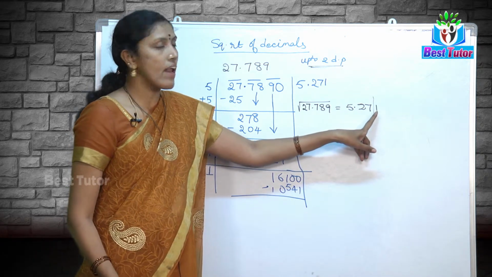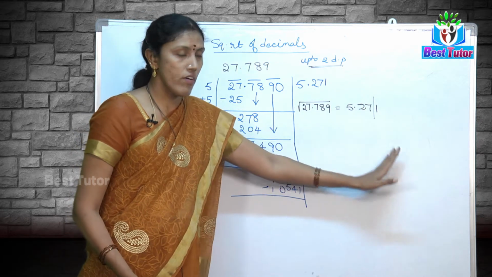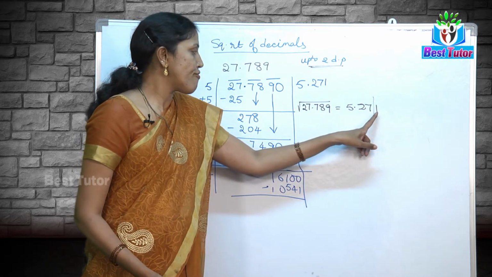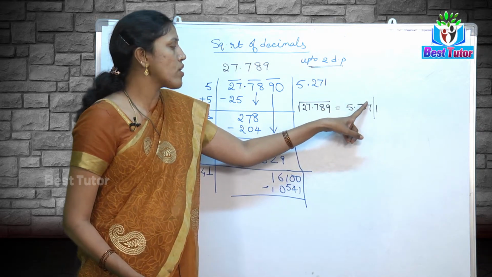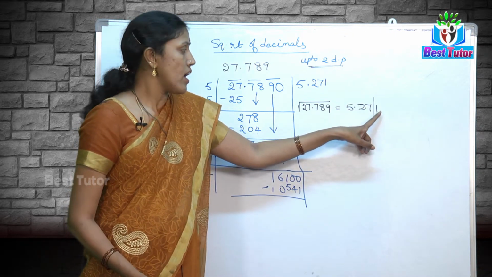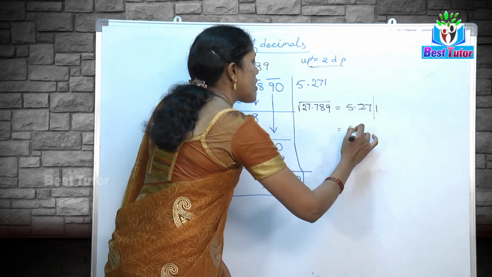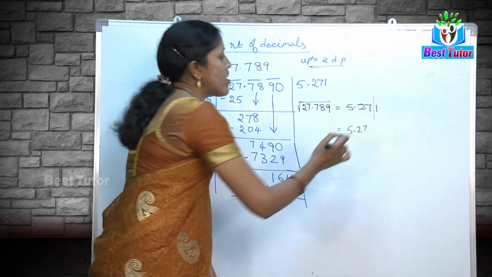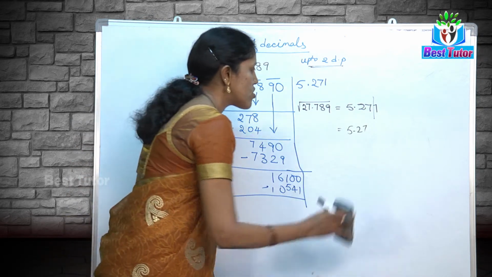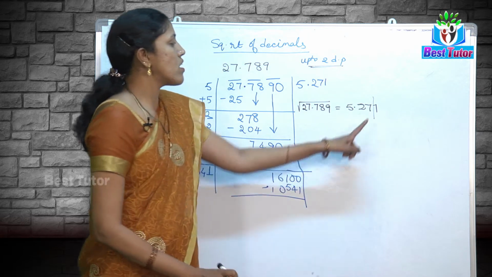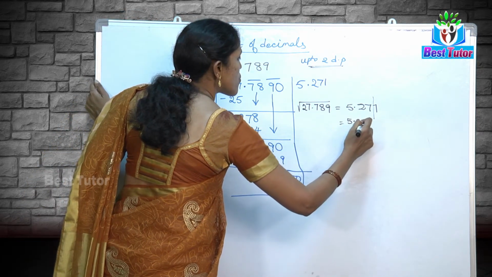This is unwanted. So how do I eliminate this? I cannot just wipe it off. I cannot just erase it. If this number is 5 or more than 5, we will add 1 to the previous digit and ignore it. If it is less than 5, we directly ignore it. Here it is going to be 5.27. What if this number is 5.277, for example? Then, because the 3rd digit is 7, we have to write it as 5.28.